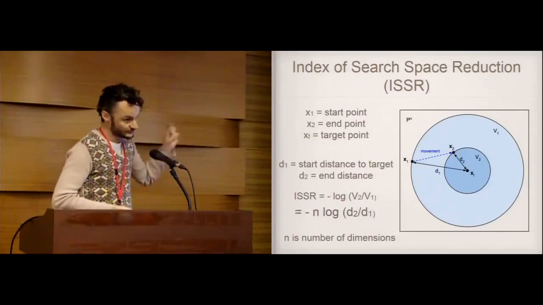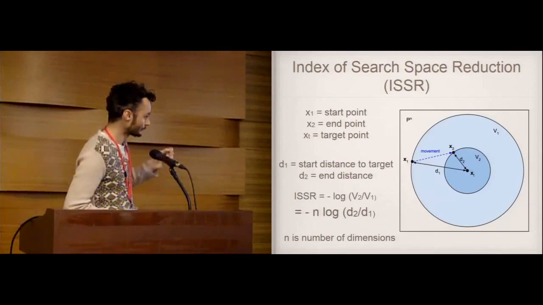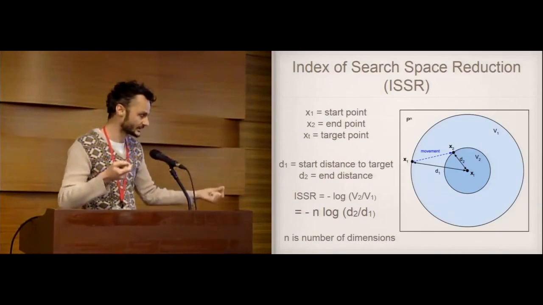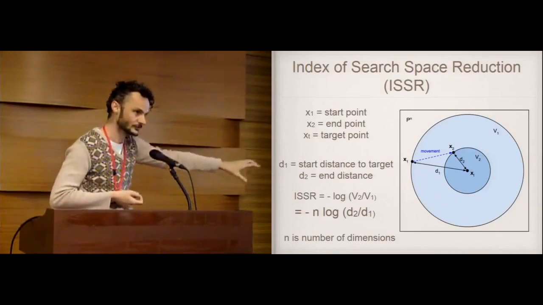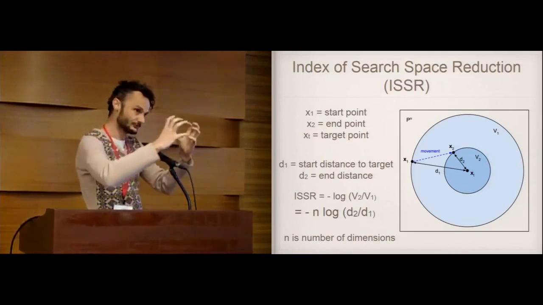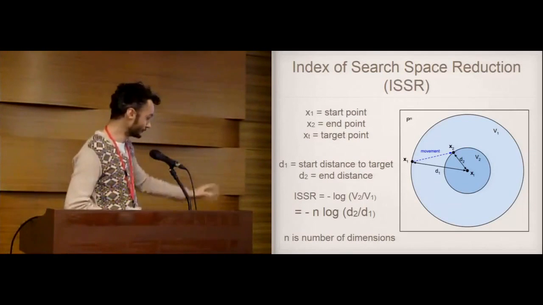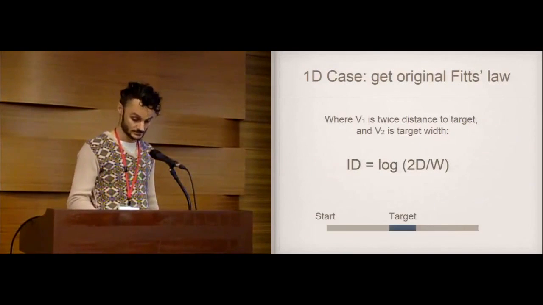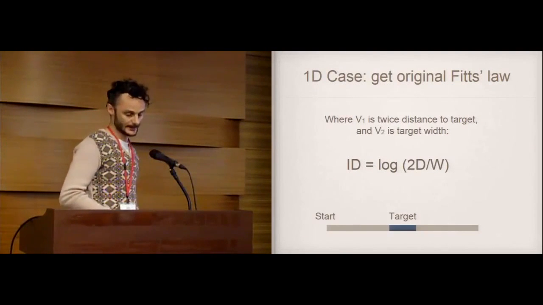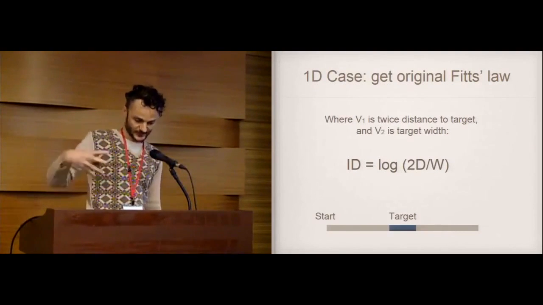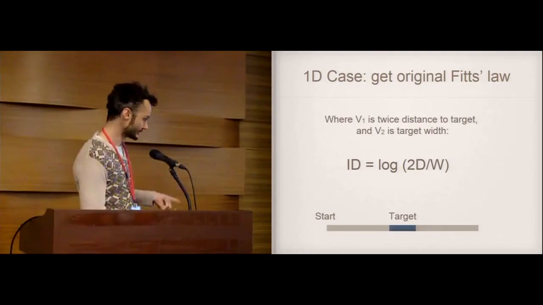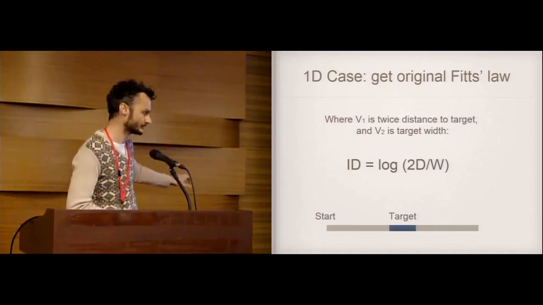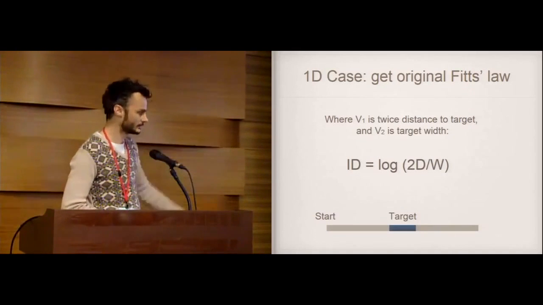And this is a way to do it for a single search path. All you need to know is the Euclidean distance from where you are to where the target is, and then you work out what the volume is, how much you've reduced the volume, and then you can use this formula to work out the entropy reduction. So that's what I did. What we don't want is another version of Fitts law, because there's too many already. But the nice thing is that if you do this formula in one dimension, you get Fitts law back.